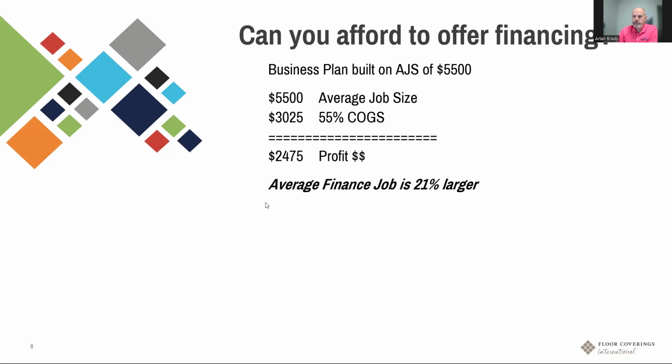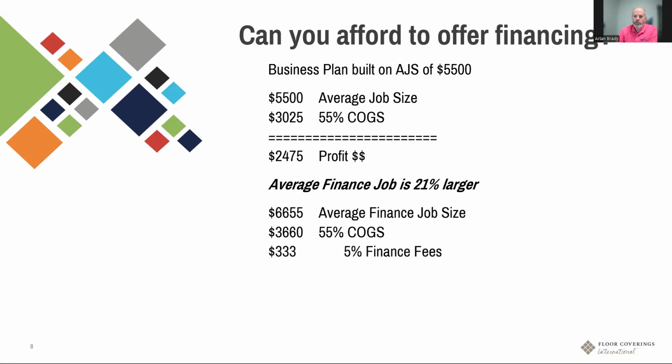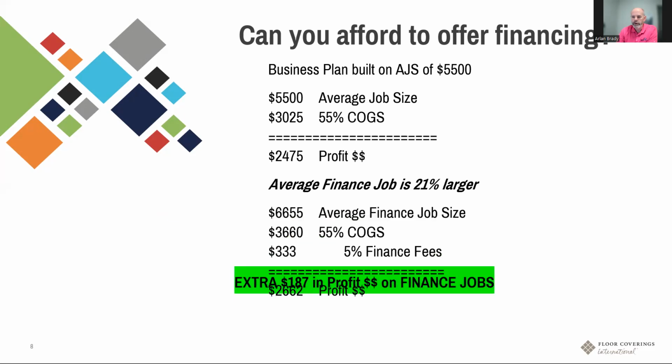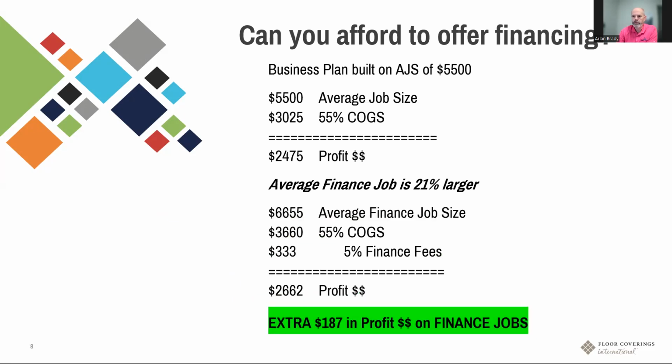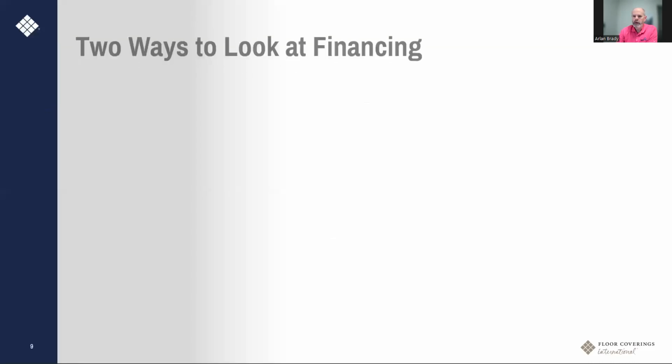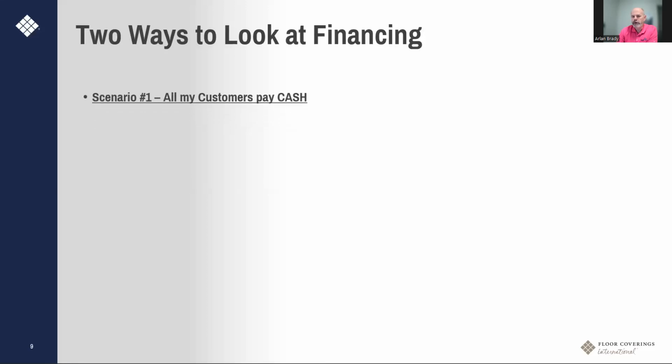We found that the average finance job is 21% larger. So that's at $6,655. Again, a 55% cost of goods sold, that doesn't change. But what does change is, let's say on average, you got 5% finance fees. So now what happens? You've got a higher profit on the job. There's $187 worth of additional profit on these jobs that were financed. So let's roll this out for a year, okay? And again, I'm going to look at this in a very, very conservative way. I don't want to make it seem like I'm trying to oversell financing or whatever.